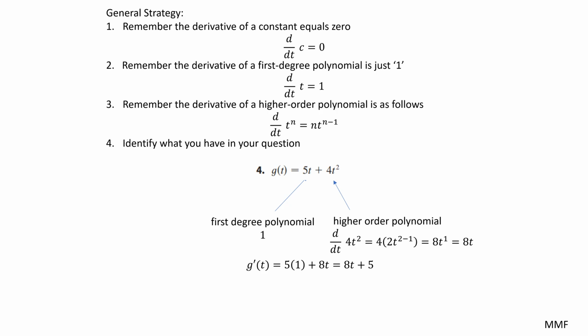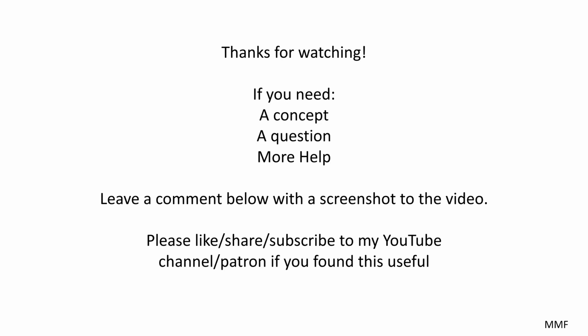And for the first part, remember that the derivative was a 1, so you have 5 times 1 plus 8t, which if you write in the order of highest power first, it just becomes 8t plus 5. And that's it. That's how you solve this question.